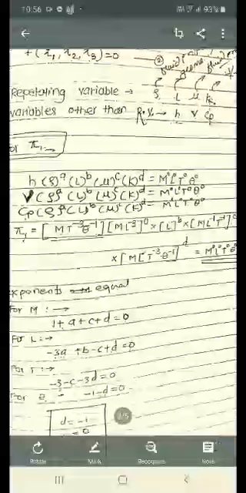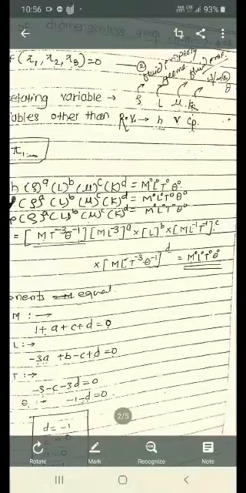Mu is the dynamic viscosity. Its dimension is M L raised to minus 1 t raised to minus 1, raised to c. And k is the thermal conductivity, and its dimensions are M L t raised to minus 3 theta raised to minus 1.